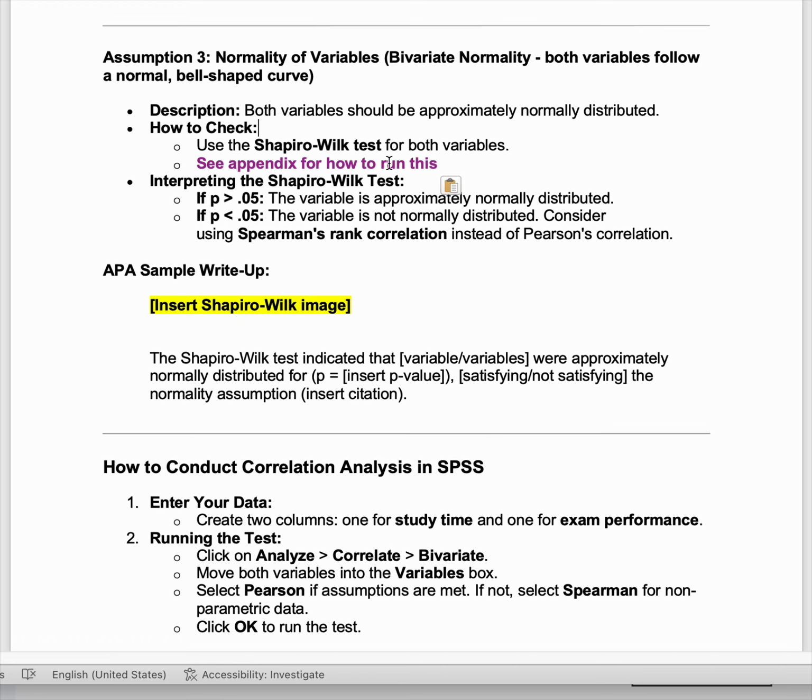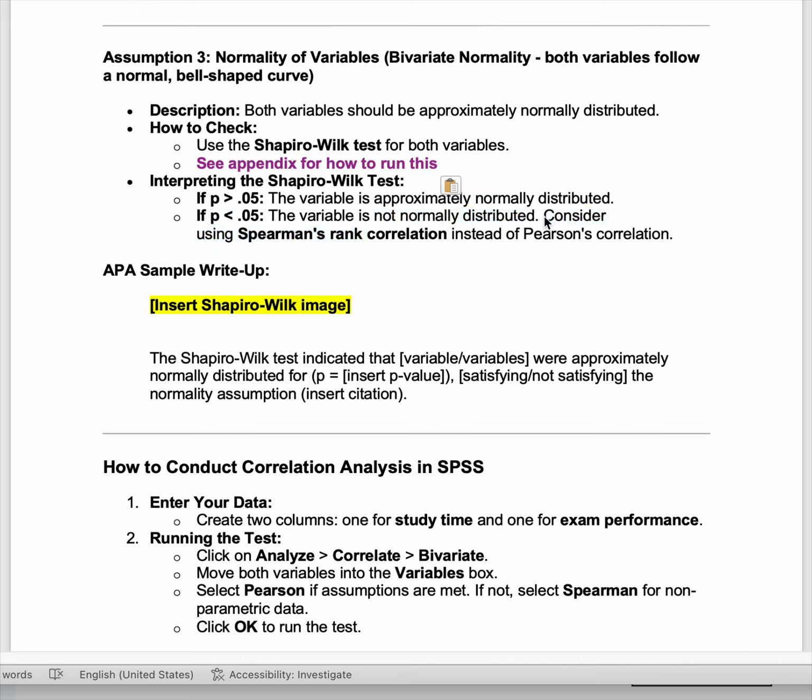Then we have the assumption of normality, which is our Shapiro-Wilk test. And so again, we're going to go to the appendix, and that's going to run Shapiro-Wilk, and I've given you how to decide if it's normal. If the p-value from Shapiro-Wilk is greater than 0.05, it is normally distributed, it meets the assumption, you're good to go. If it is less than 0.05, it does not meet the assumption. It is not normally distributed.